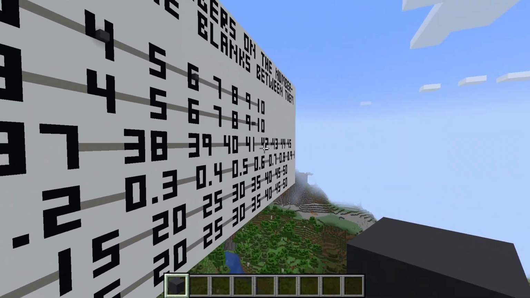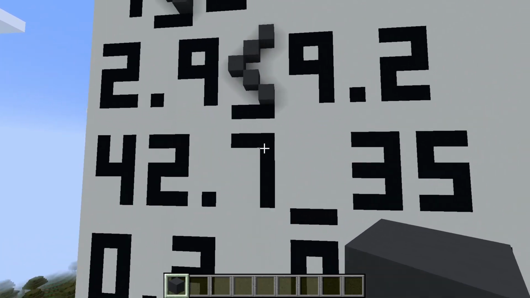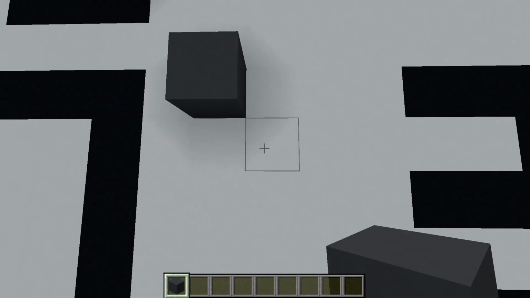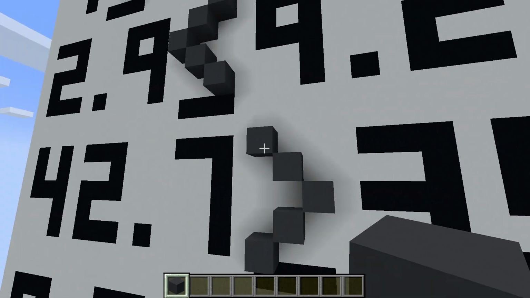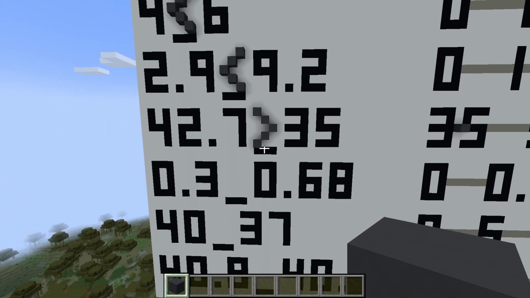And it doesn't have to be exact. The closer you can get, the better, but as long as you get the general idea of where it's at. And 42.7 is the larger number in this case. Another greater than sign. 42.7 is greater than 35.